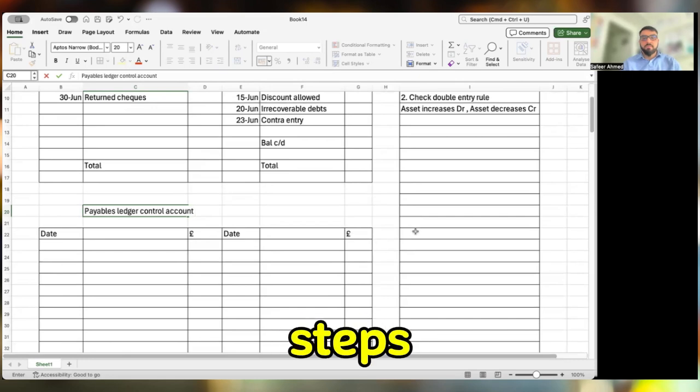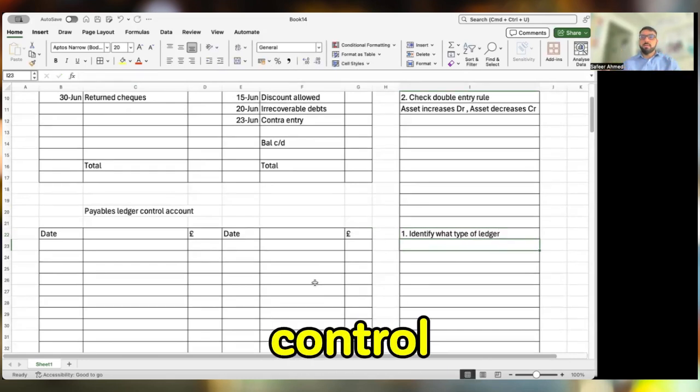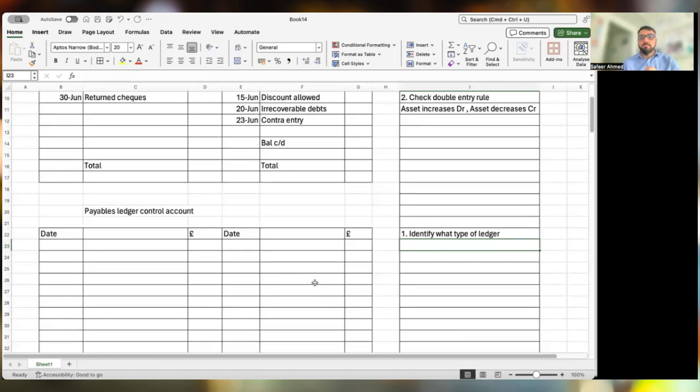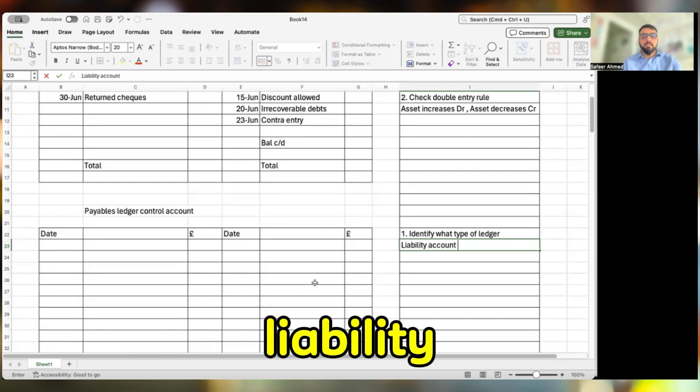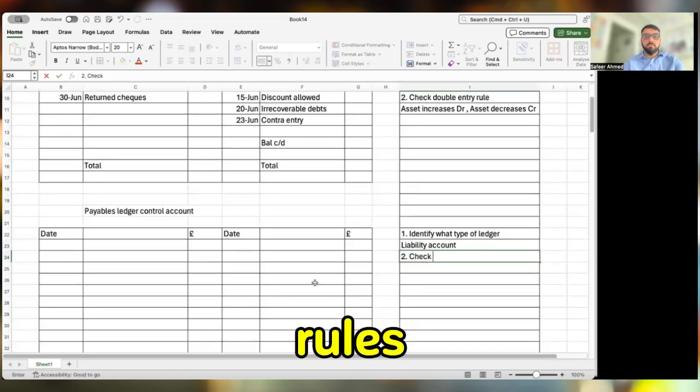So similar steps. The first step is to identify what type of account, or what type of ledger. Now, if you think about this payables ledger control account, this is the money the business owes to its suppliers. So therefore, this is a liability account. Now, if it is a liability account, then we will simply check the double entry rules as well.